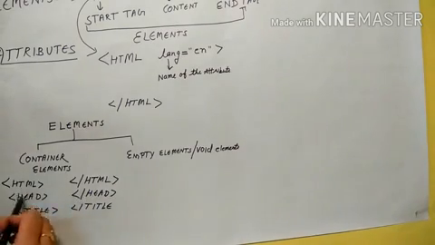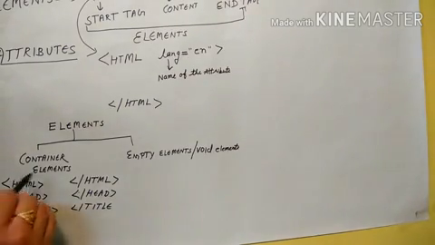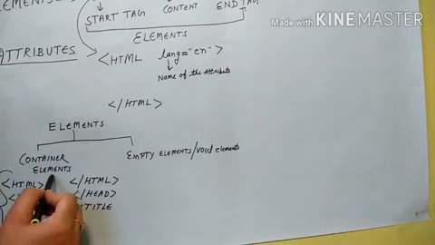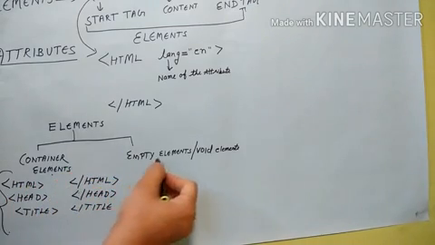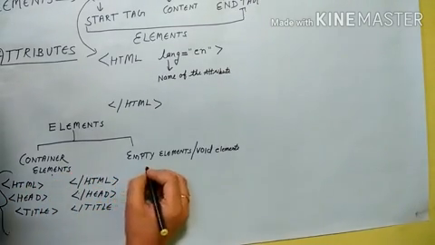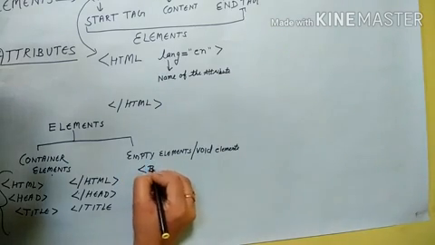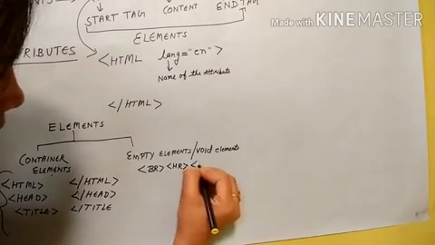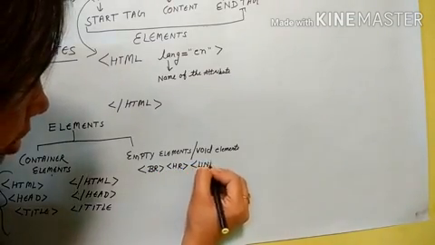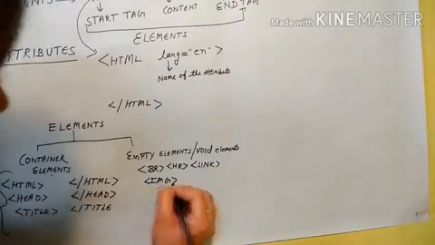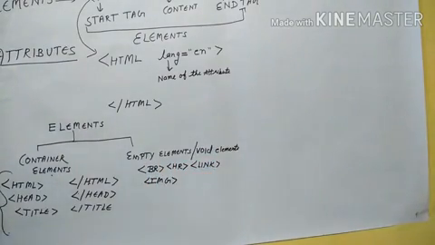These are the elements which have a start tag as well as an end tag. So, these are the examples of which type of elements? Container elements. Some empty elements are also there which we don't have to close. Examples I am giving are BR, HR, link, IMG, which stands for image. These are the tags or elements which you don't have to close.